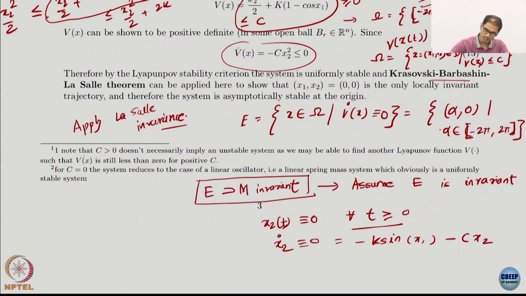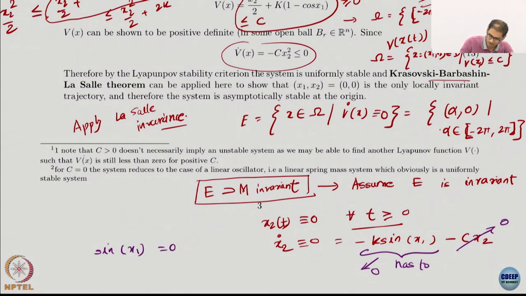Now, I already know that this term is going to 0, and the left hand side is already 0. So what do I conclude? This also has to be 0. And what do I know? sin x1 is equal to 0 at x1 equal to what? n pi. So 0 and pi. I will not write 2 pi because after that it's repetitions. And you see 0 and pi are both in our set omega.